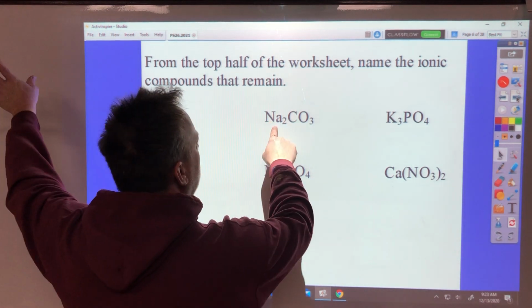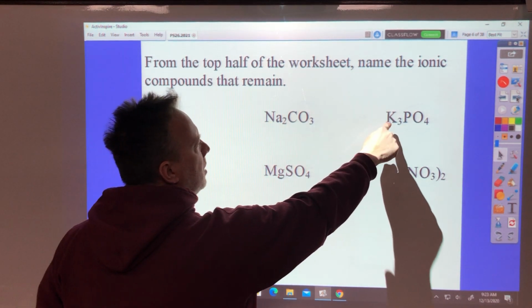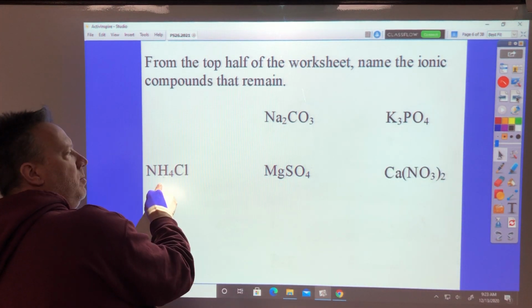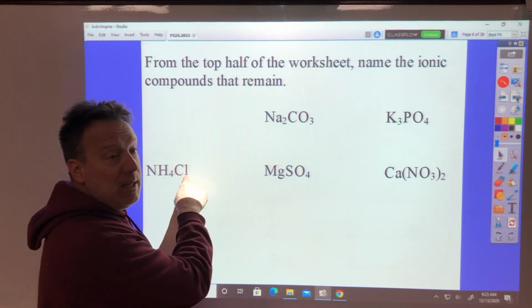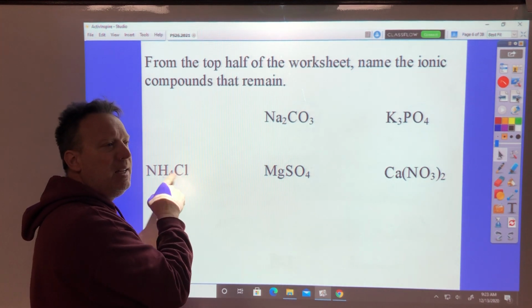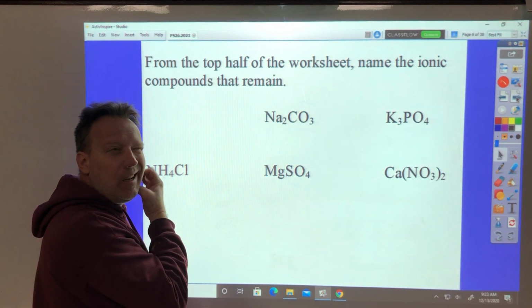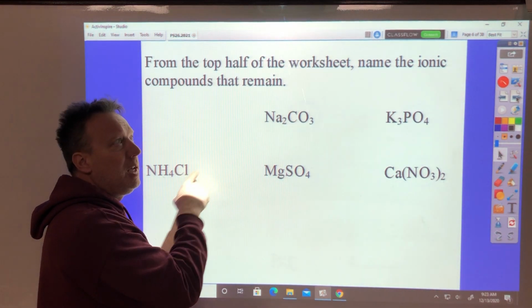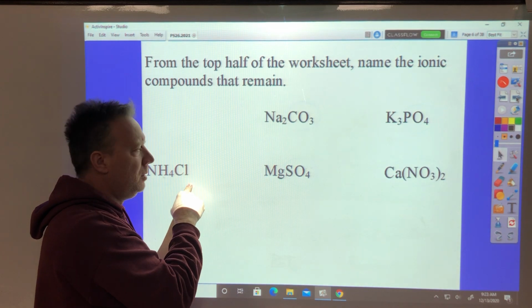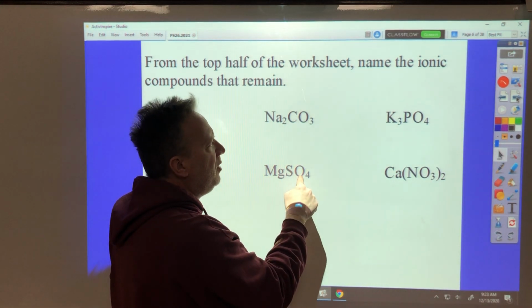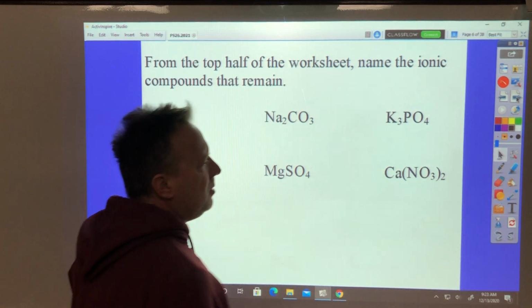This one is sodium carbonate, potassium phosphate, ammonium chloride, because it ends in chlorine, you have to end with "ide." Now that's not binary, but it ends in "ide." Yeah, I know. But that's because the second one came from the periodic table. So I guess that's really the rule. Magnesium sulfate, calcium nitrate.